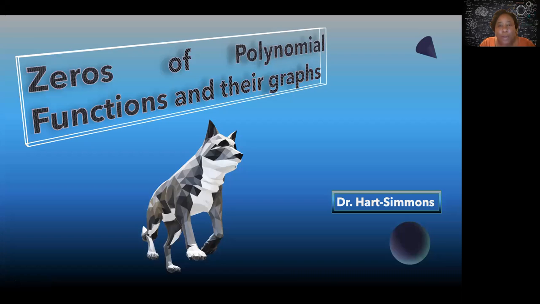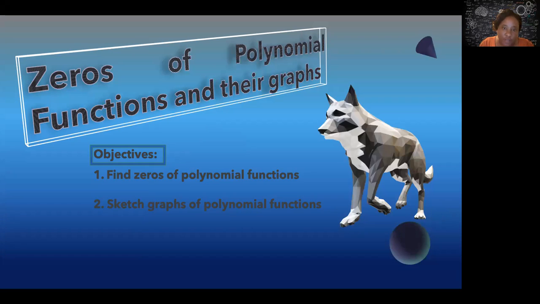Today I will be modeling an example of the two given objectives in the lesson. The first objective would be to find zeros of polynomial functions. The second objective would be to sketch graphs of polynomial functions.